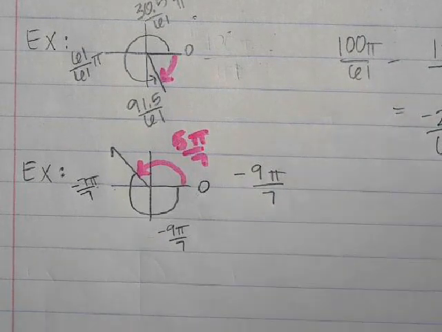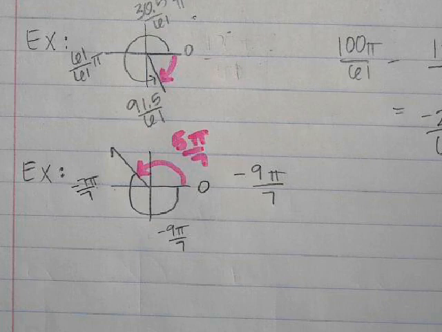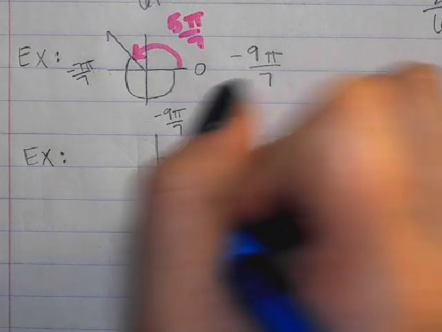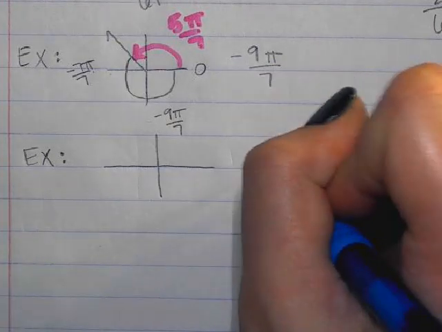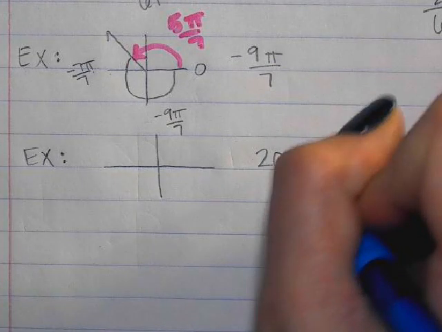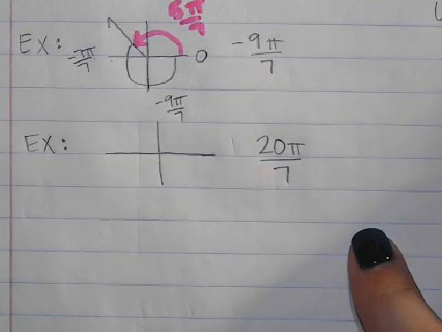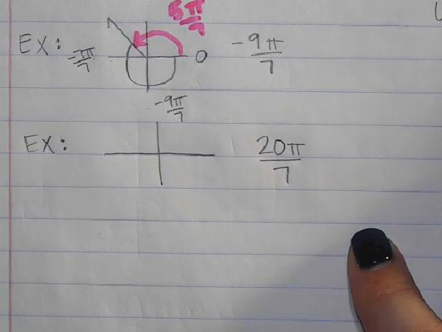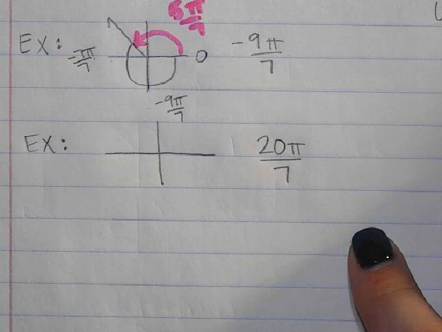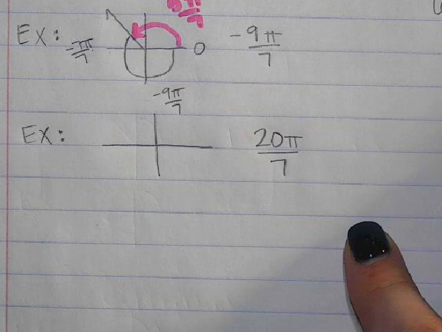Let's go ahead and look at the next part on your sheet. 9 through 16. Let's see if we can do those. All right. We are going to do 20 pi sevenths. Okay. So it's more than double.